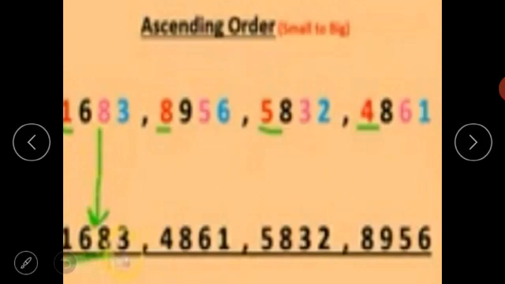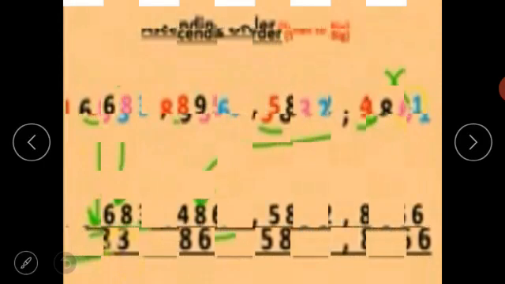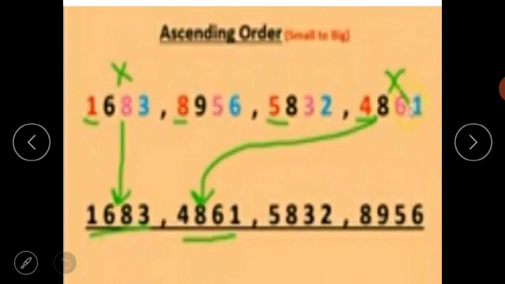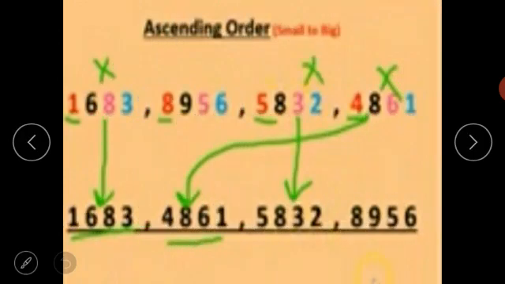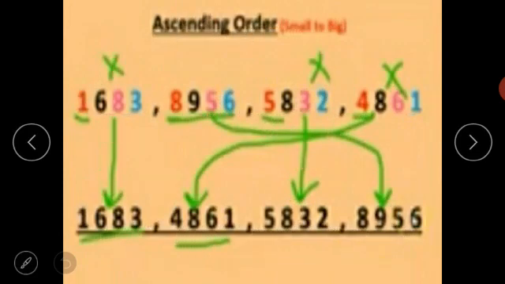8, 5, 4: which is smallest? 4 is smallest. So we write 4861 and put a cross-out symbol on the number. Okay? Next, compare these two numbers, 8 and 5. Which is smallest? 5 is smallest. Write 5832 here, then cross out the number. Then the last number is 8956. That one we also write.